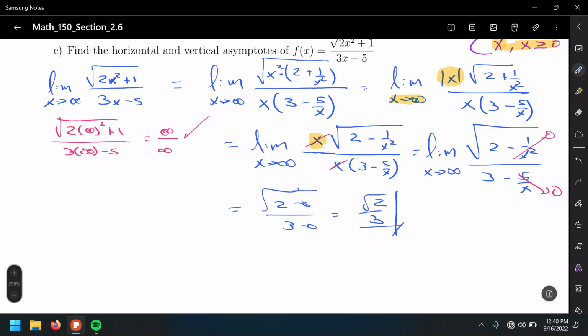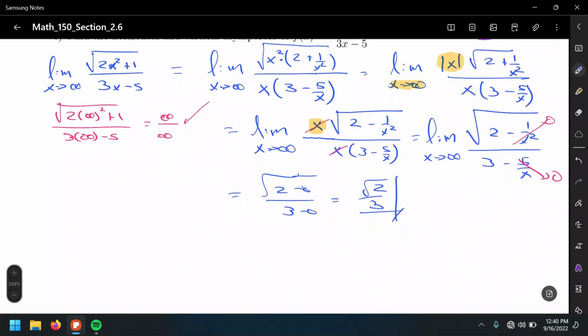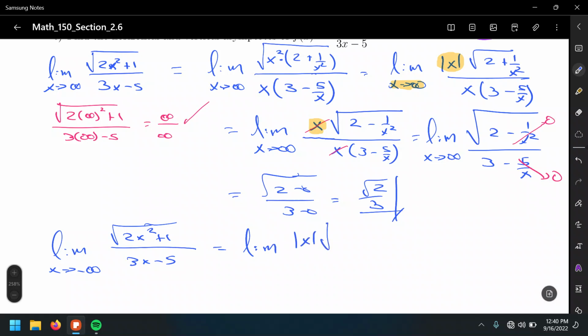Let's analyze the other case. How about we evaluate the limit as x approaches negative infinity this time? I'm not going to start from the original limit. Let me just write it down: 2x squared plus 1 over 3x minus 5. I'm going to jump to this expression right here, the part where we factored out this x. Limit, absolute value of x times the square root of 2 plus 1 over x squared, over 3 minus 5 over x.